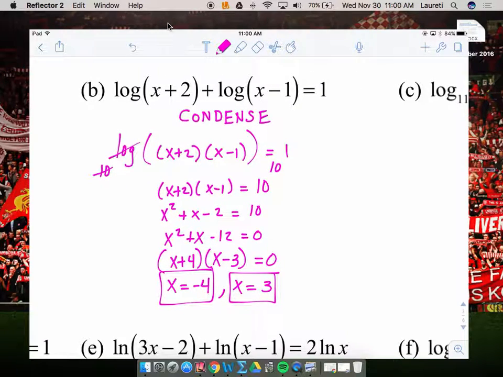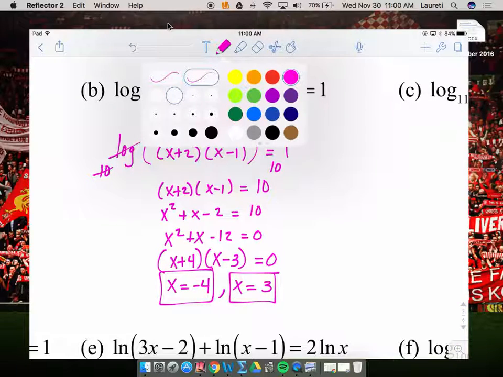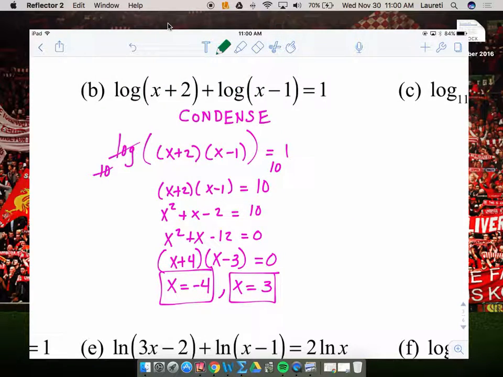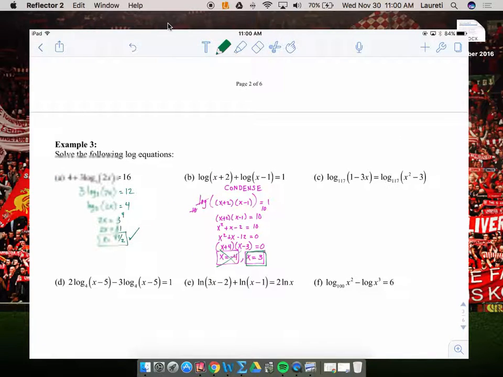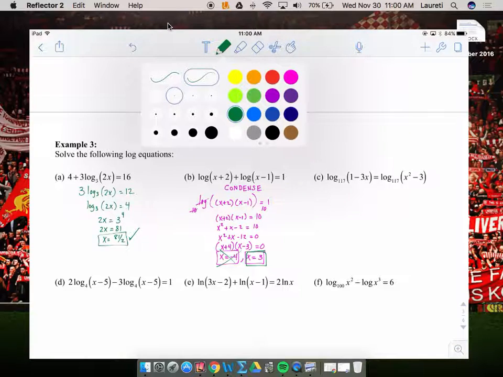All right, so again, you got to plug both of those back into your original. Do they work for the original? So if you plug in negative 4, what do you get? Negative 4 plus 2 is negative 2. You can't take the log of a negative 2, so that goes away. And then if you plug in 3, you get 3 plus 2 is 5, which is fine. 3 minus 1 is 2. That's also fine. So your only answer would be x equals positive 3.